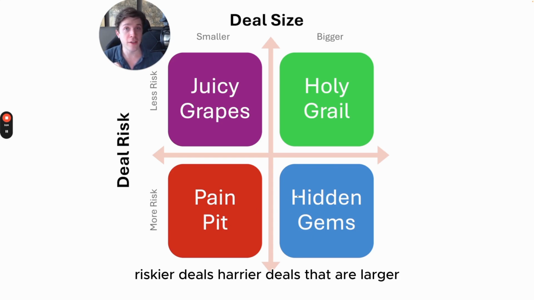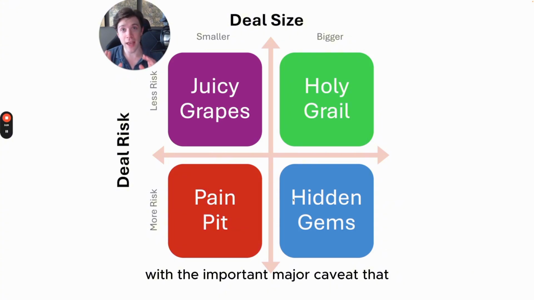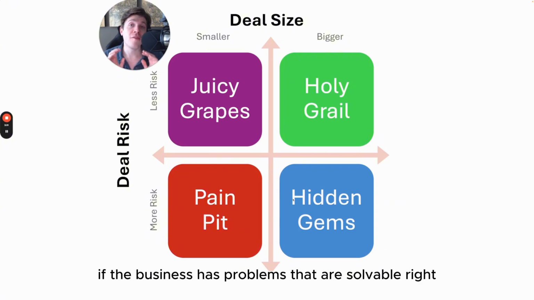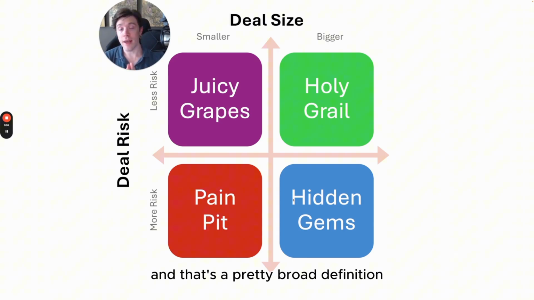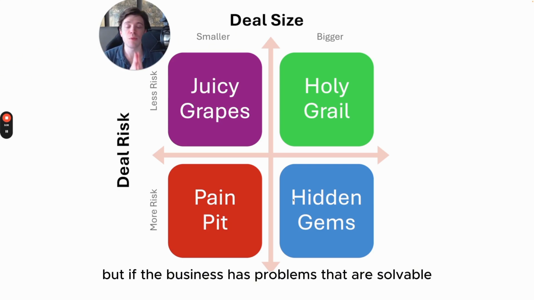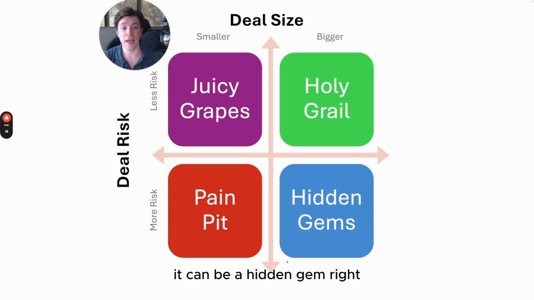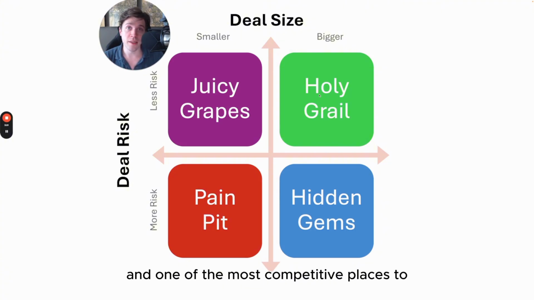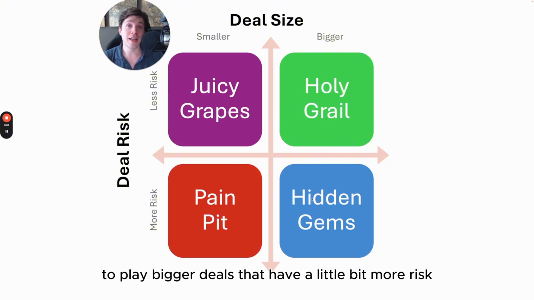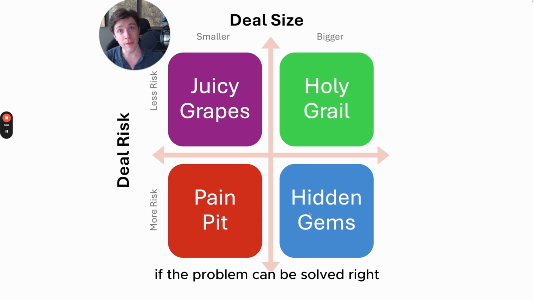Riskier deals, hairier deals that are larger, with the important major caveat that the business has problems that are solvable, right? That's a pretty broad definition, but if the business has problems that are solvable, it can be a hidden gem. So bigger, riskier deals. Obviously, if all you could do are large deals that don't have a lot of risk, great. You're going to make a lot of money. Your life's going to be easy. Easier said than done, and one of the most competitive places to play. Bigger deals that have a little bit more risk, if the problem can be solved, right?